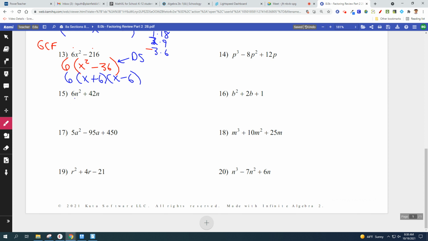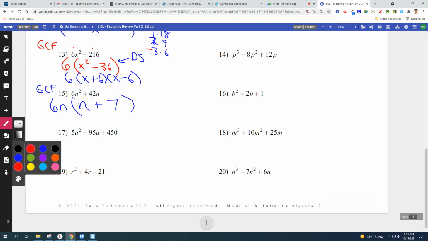Number 15. GCF. Both of those numbers are divisible by 6 and an n. Both of those have a 6 and an n in them. So think about how to multiply back. 6n times n, 6n times 7. That's factored. And it's factored because it's written as multiplication.